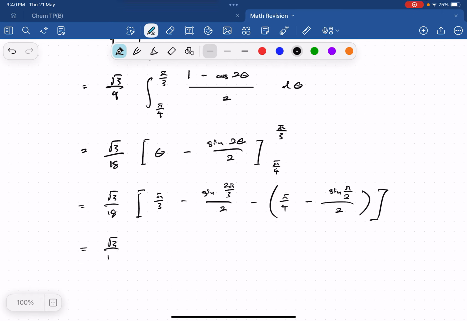The final answer you should get is as follows. There's no need to expand. But yeah, this is what you do when you are asked to find the exact value.